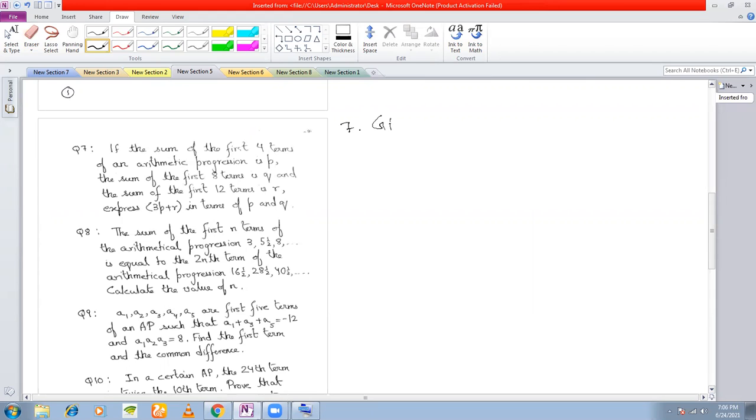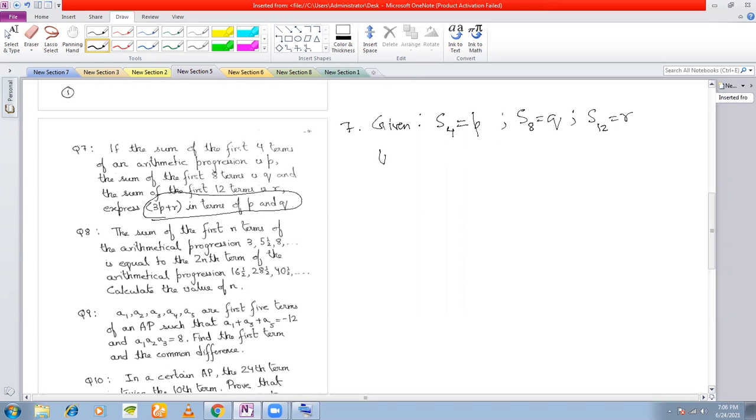So let's see what is given here. Three pieces of information are given to you. Sum of the first 4 terms is P. Next, sum of the first 8 terms is Q. And next, sum of the first 12 terms is R. Now we'll use these 3 pieces of information to express 3P plus R in terms of P and Q.